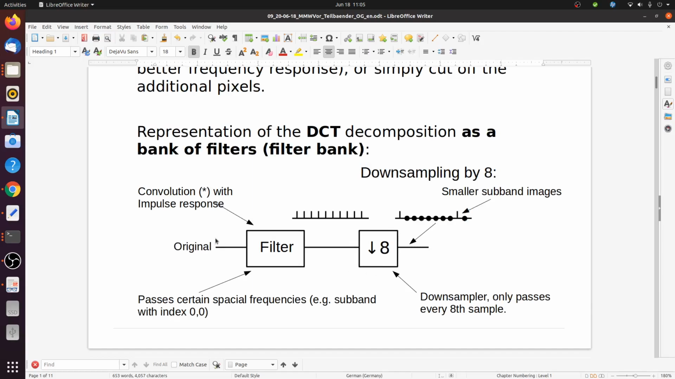So 8 samples come in, 8 samples come out, and then only one sample is left here. For instance, the DC value. So all the rest is basically ignored. This is depicted here. The dots are the ignored samples, and then these samples are passed.